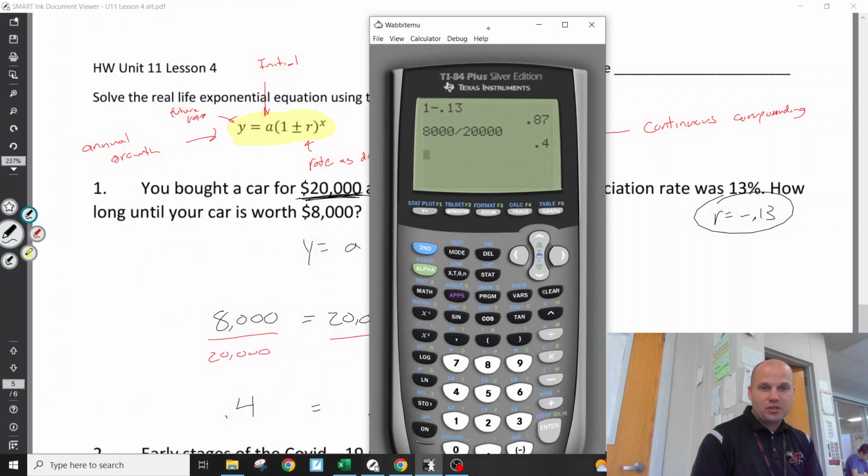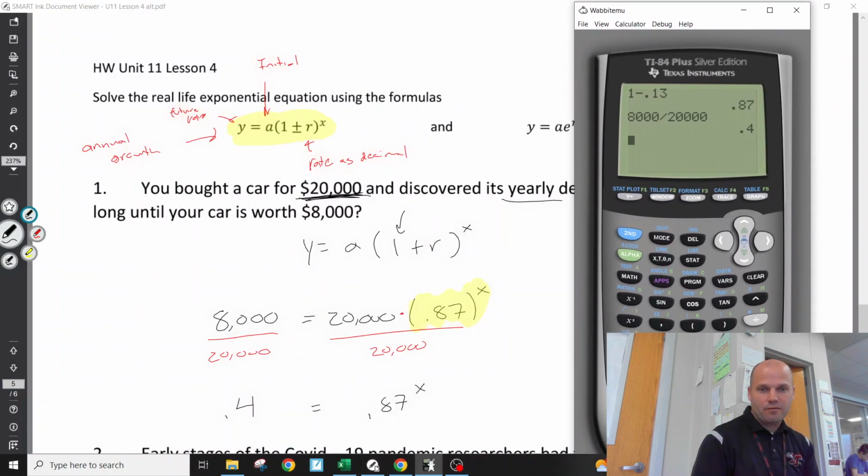The last step is to get rid of this exponent. I've got to get rid of this 0.87 to the x. How do you get rid of an exponent? With a log. The base of the exponent is 0.87. I will log base 0.87 both sides. Do it correctly.